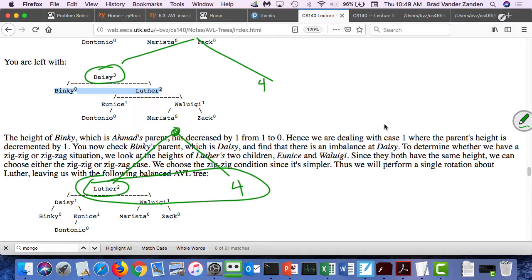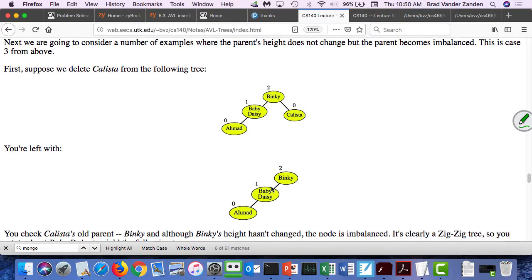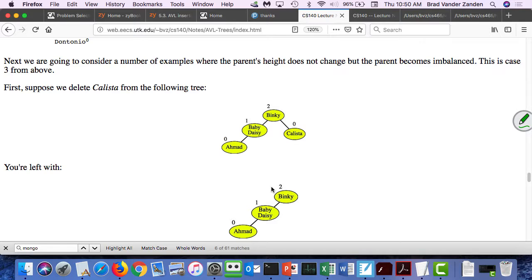Now, there's another case. This was just the first case. Let's consider the other case, case 3, where we delete a node and the height of the tree is not going to change, but it's going to be imbalanced. So we will try a simple case where we delete Callista. It doesn't change the height of Binky, but nonetheless, Binky becomes imbalanced. This is case 3.